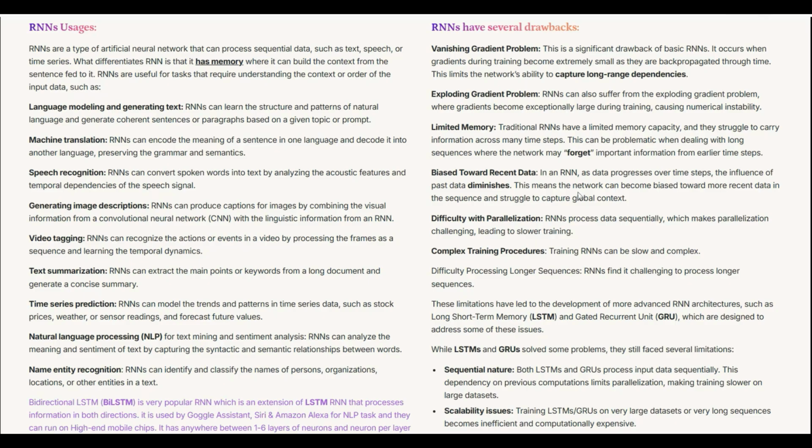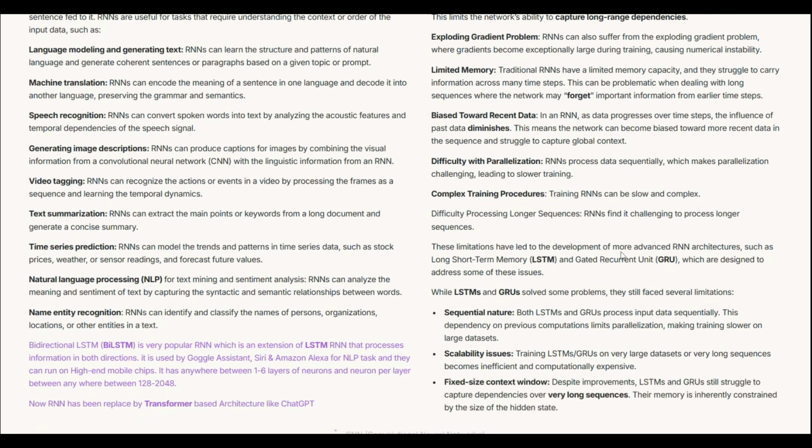These limitations have led to the development of more advanced RNN architectures, such as long short-term memory, LSTM, and gated recurrent unit, GRU, which are designed to address some of these issues. While LSTMs and GRUs solve some problems, they still face several limitations. One, sequential nature. Both LSTMs and GRUs process input data sequentially. This dependency on previous computations limits parallelization, making training slower on large datasets.